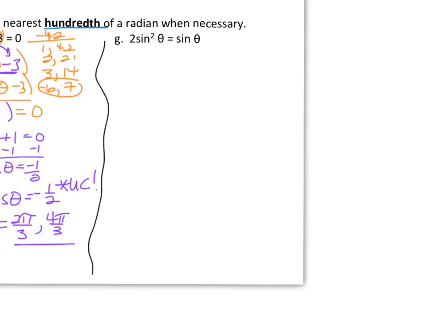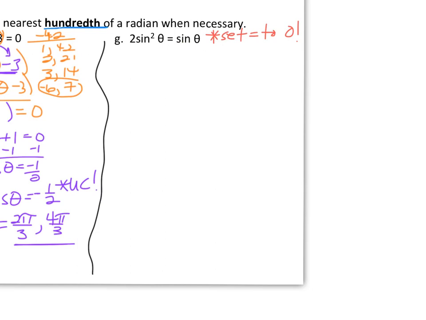Our last example gets kind of tricky, so I wanted to make sure to put one like this on here for you as reference. We have 2 sine squared theta on one side equals sine theta on the other. So we have to be careful. If there's a quadratic term and a linear term, we have to set this equal to 0 and factor. We can't just cross off one of the sines. I know that seems like it'd be faster, and technically it would be faster. It just unfortunately wouldn't be correct.